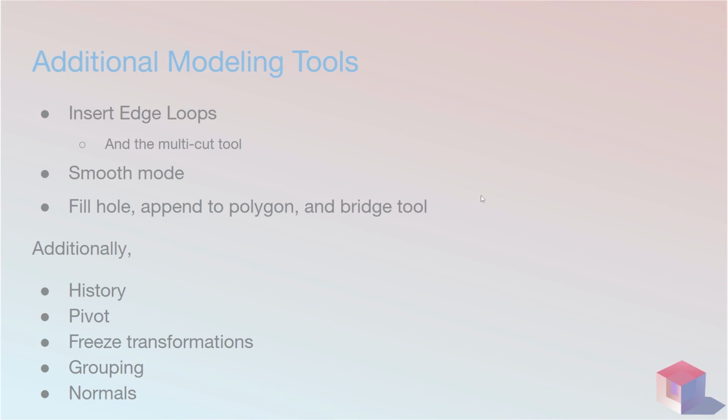Here are the additional modeling tools that we're going to be covering today. First is the Insert Edge Loop tool as well as the Multi-Cut tool. Then we're going to cover smooth mode, and how to fill holes with the Fill Hole tool, the Append to Polygon tool, and the Bridge tool. Additionally, we're going to cover history, pivots, how to freeze transformations and why they're important, grouping, and we're also going to touch a bit on normals. So I'm going to go on to the demo right now.